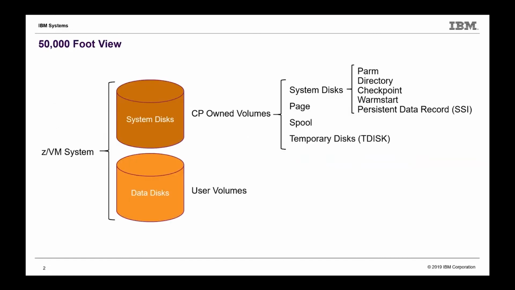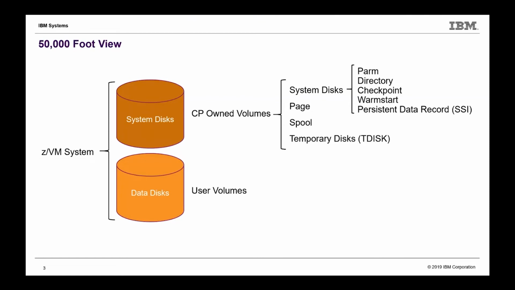At a very high level, when we look at our z/VM systems, they're starting off with two kinds of data volumes. There are going to be some system disks, which are what you really need to bring up the z/VM operating system. But then often we'll have other user volumes or data disks that are used by virtual machines that don't necessarily have to be there for us to run the system, but are often there to do work and things of that nature.